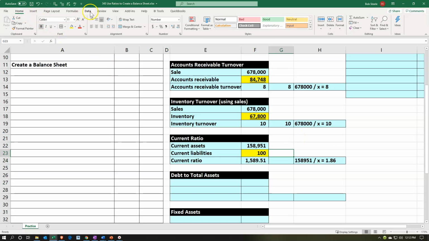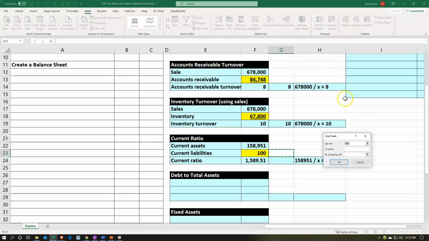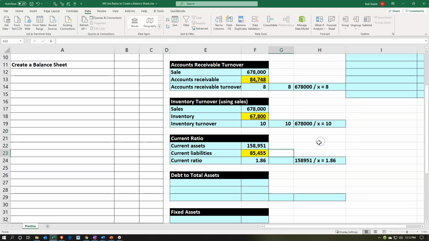I'm going to go then to the Data tab. We're going to go to the What-If Analysis, Goal Seek. And we want to say, would you please set this cell to be what we know it should be, which is 1.86, by changing the yellow cell, which has 100 in it, to whatever it needs to be. And we're going to say okay. There it changes it out.